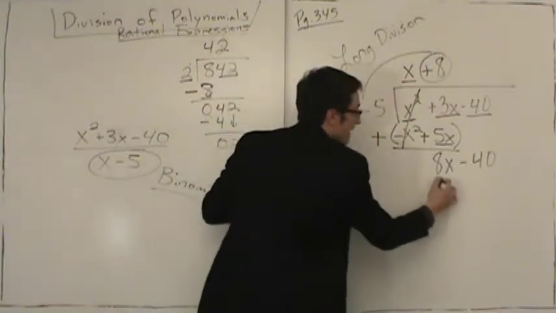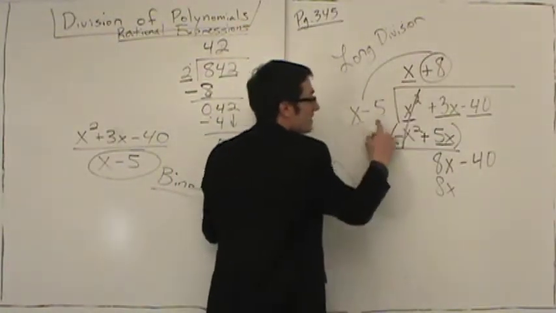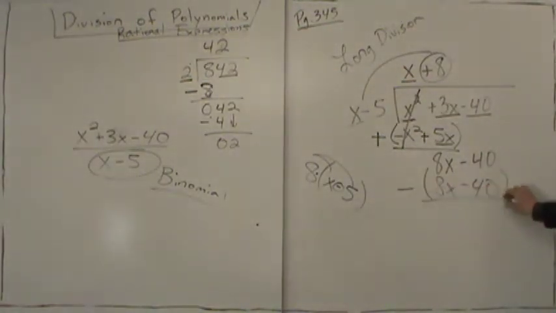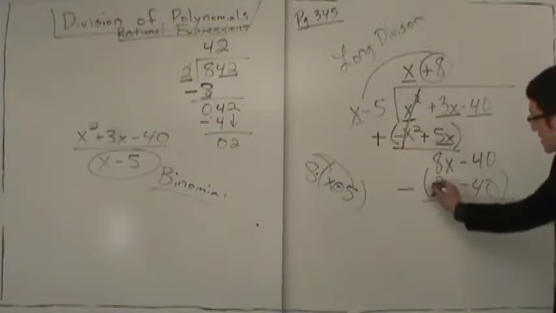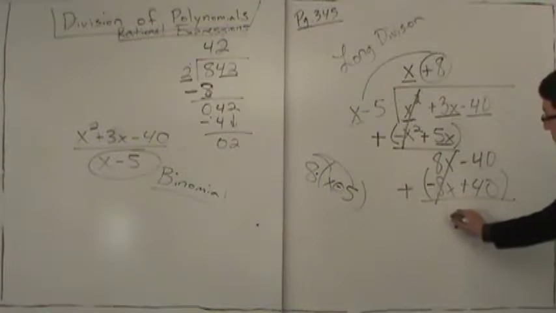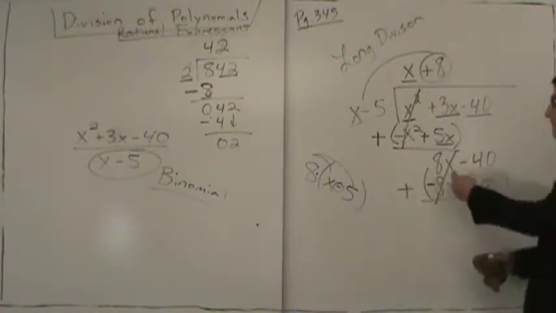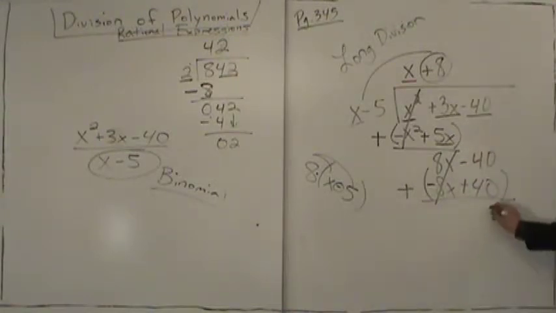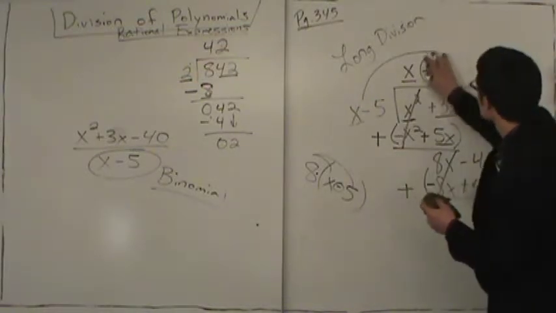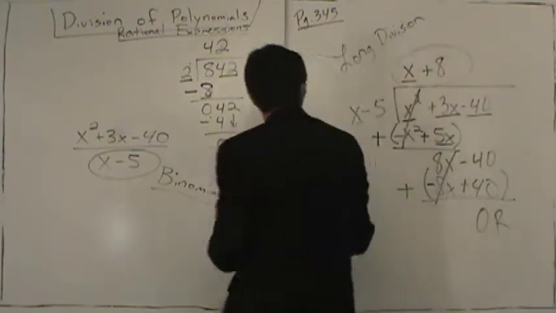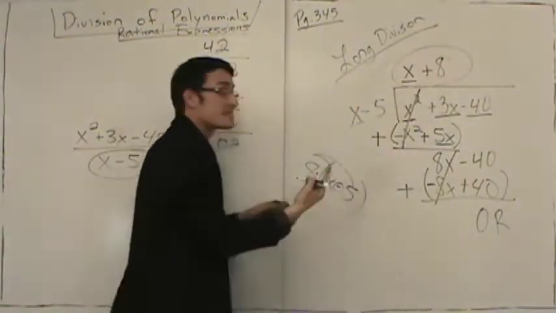8 times x is what? 8x. 8 times negative 5 is negative 40. And we are now going to subtract both. So put parentheses. We don't like to subtract, we like to add. So change the signs. Make this negative, make this positive, and now add. 8 plus negative 8 cancels and gives 0. The front term should always cancel. And what is negative 40 plus 40? It is 0, and we call this the remainder. So we get a remainder of 0, and the answer is x plus 8. This is your answer. We looked at long division first, and now a second process.